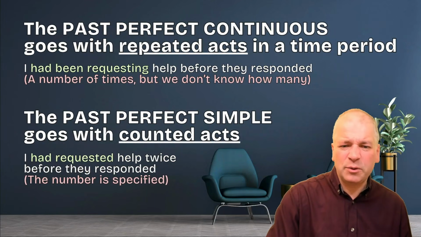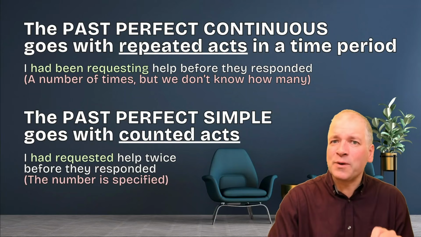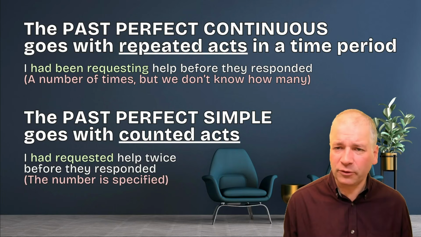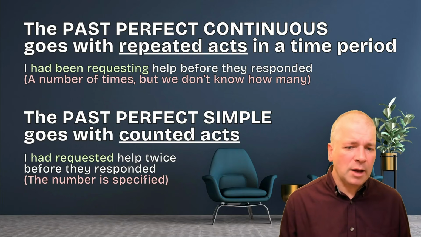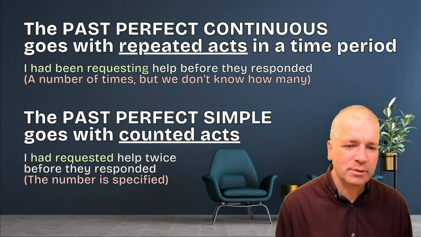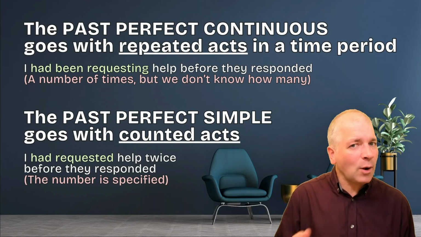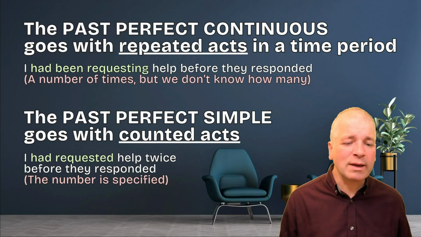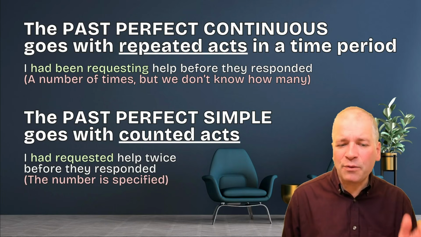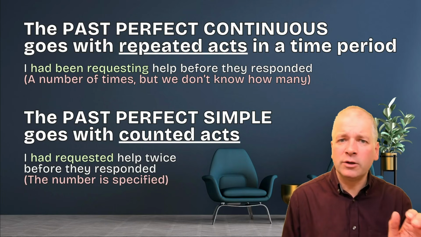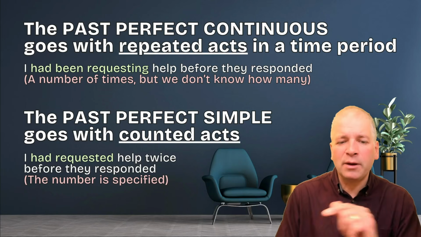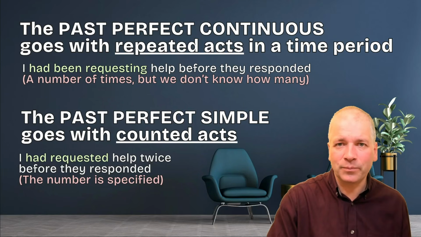And the past perfect continuous goes with repeated acts in a time period, whereas the past perfect simple goes with counted acts. I had been requesting help before they responded. That means I'd been requesting help a number of times, not just once, but we don't know how many. Look at the example at the bottom though. I had requested help twice before they responded. Here the number is specified. Do not say, I had been requesting help twice. Once you specify the number, switch into the past perfect simple.